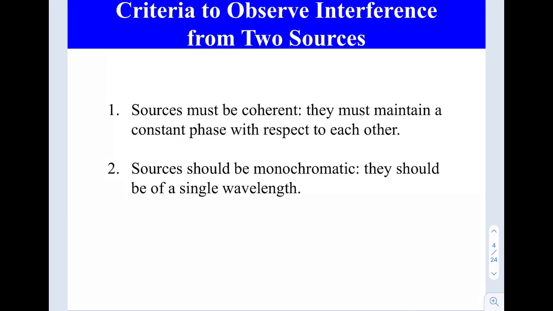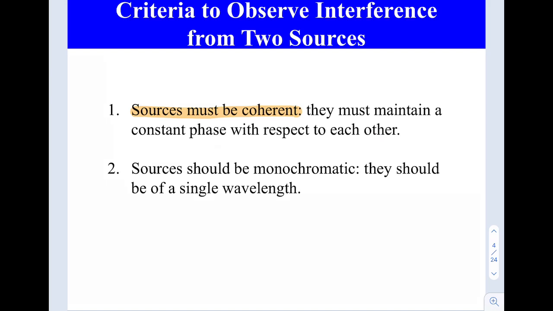This is a must condition to observe interference from two sources. The first one: the sources of our wave must be coherent. What does coherent mean? It means that the waves must maintain a constant phase with respect to each other, so the phase must be the same.